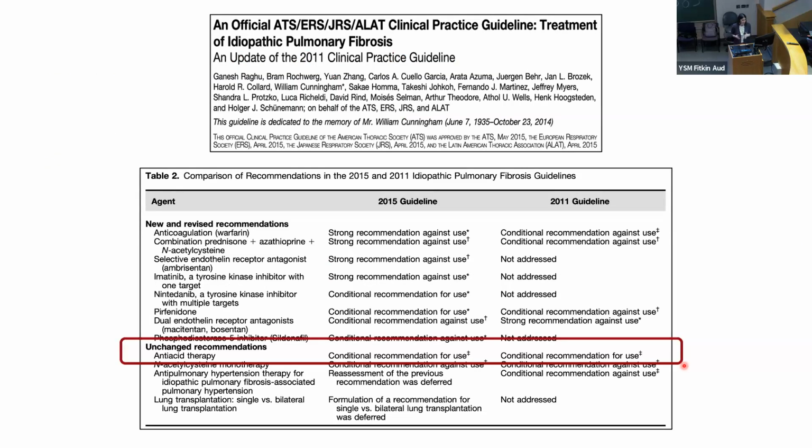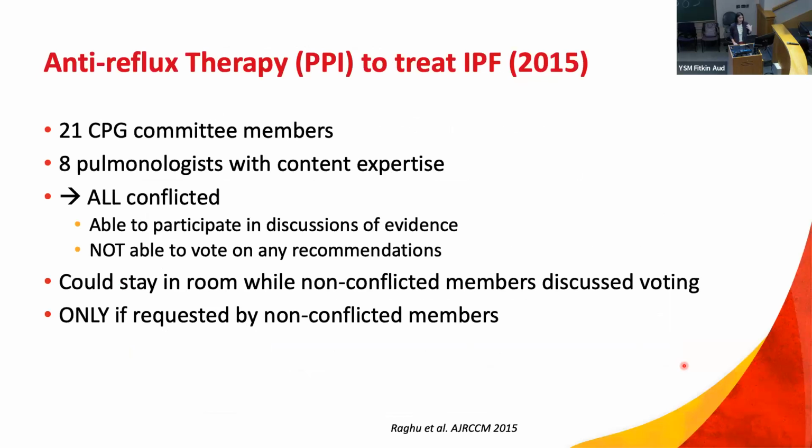In the 2015 treatment of IPF guideline, I'm going to highlight the one recommendation for antacid use. It didn't change from 2011 to 2015. There was a conditional recommendation for use of anti-reflux therapy, essentially proton pump inhibitors or H2 antagonists, to treat IPF. There were 21 guideline committee members, 8 pulmonologists with content expertise in this area, and none of them were allowed to vote. They could participate in discussion of the evidence, but they couldn't vote on any recommendations. They could only stay in the room for the discussions if they were explicitly asked.